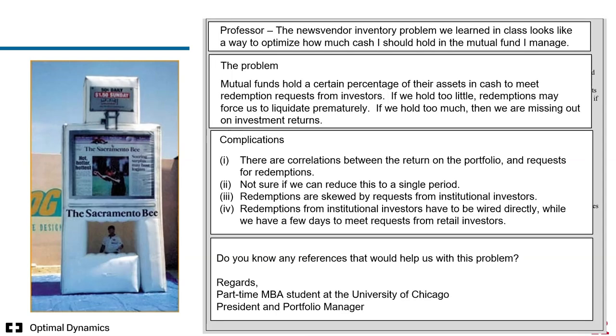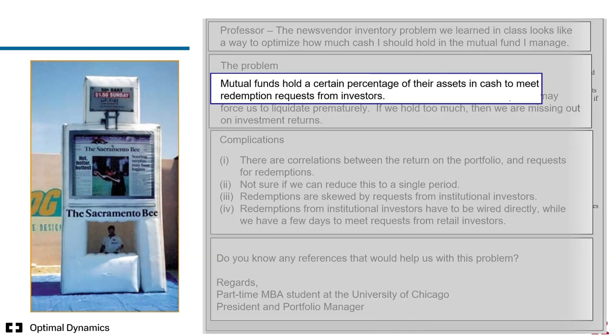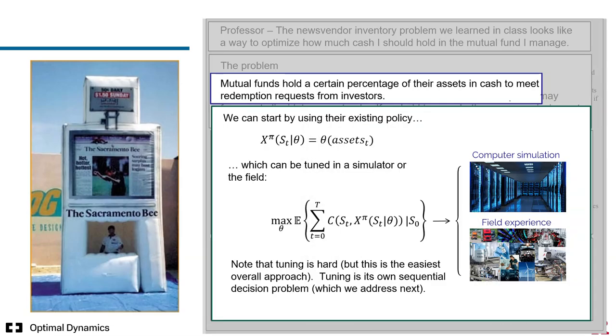So there's a hint of how to solve the problem right here in the guy's email. Look at this sentence: mutual funds hold a certain percentage of their assets in cash to meet redemption requests. Well, there's the equation. So the policy could be a parameter theta times the number of assets, and now I just have to look for the right theta. But maybe I could try a different policy where, you know what, maybe I should divide the assets between the retail assets and the institutional assets and use a different function. And probably other people might come in and say, oh, I can tweak this in various ways. But each of these are policy function approximations.